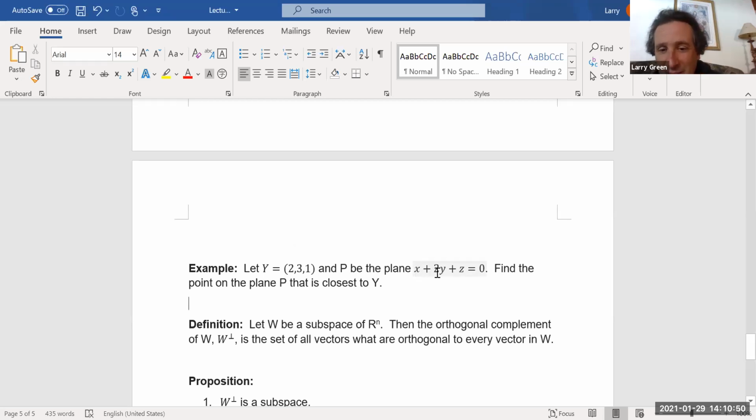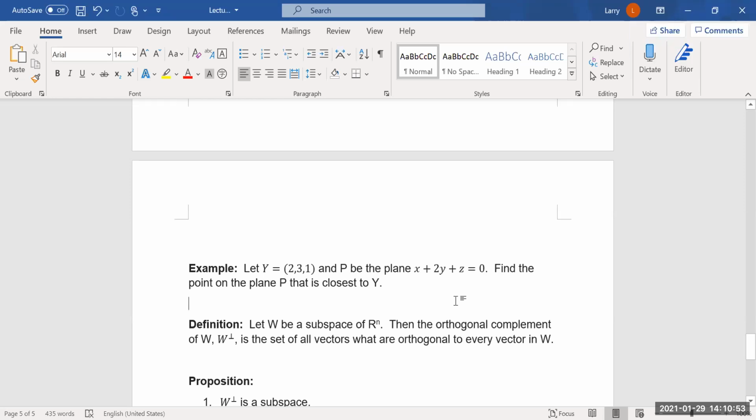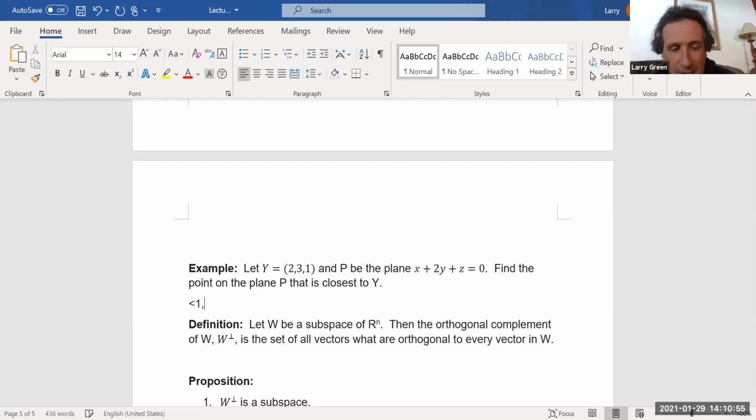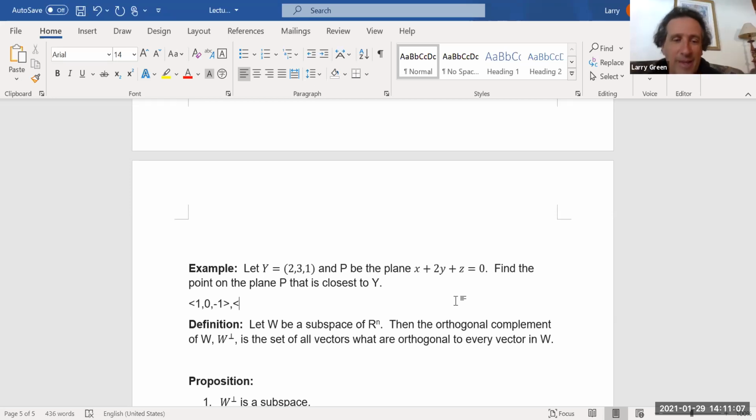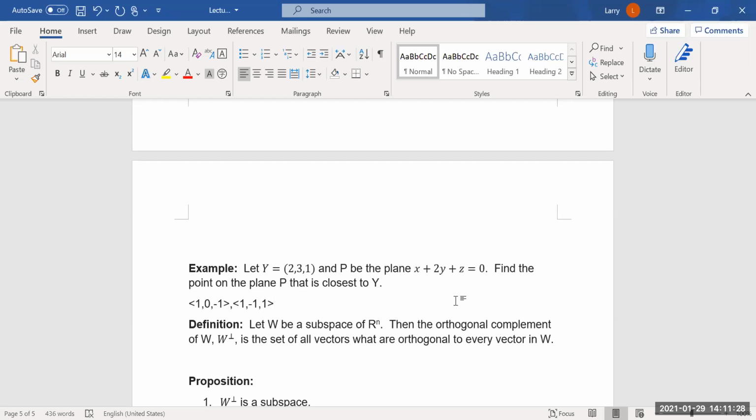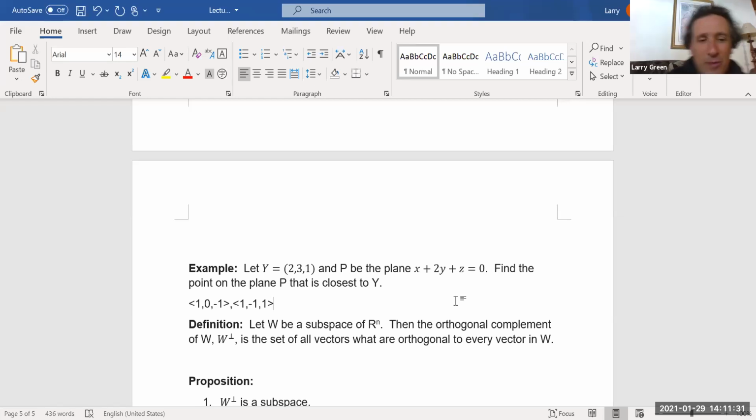I like easy numbers. So how about 1, 0, negative 1? Do y'all agree that's on the plane? Okay, so I'm trying to pick nice points. And then you pick another point that's not parallel. To do that, let's not let Y be 0 anymore. How about 1, negative 1, 1? You good with those two? Okay, now I got lucky. What happens when you dot those two?